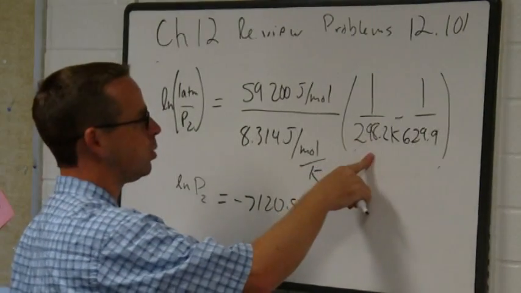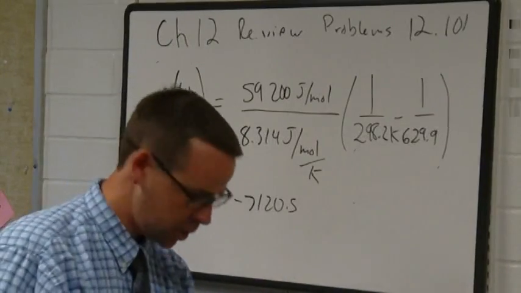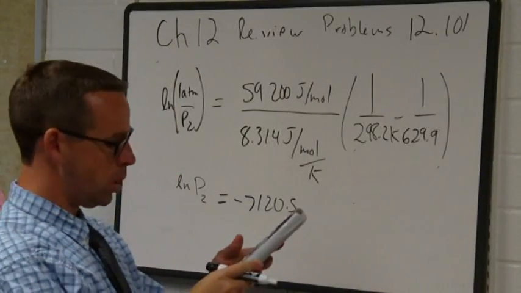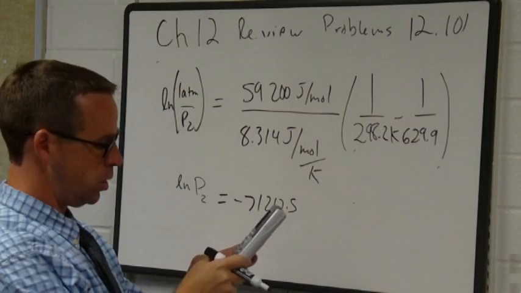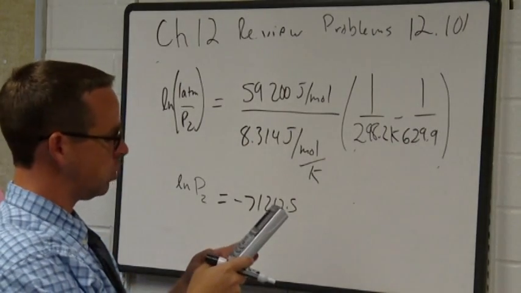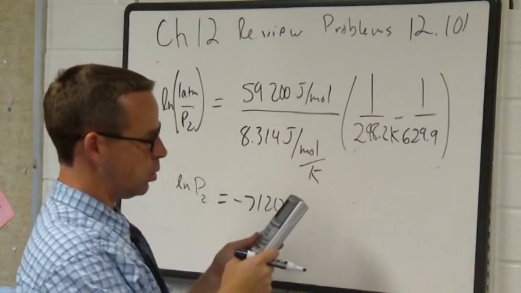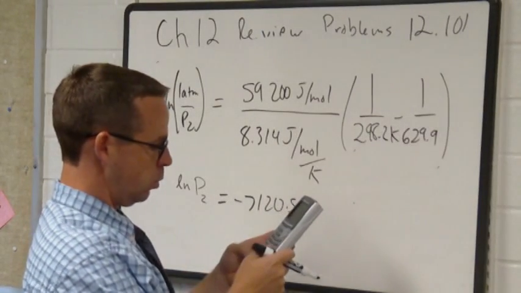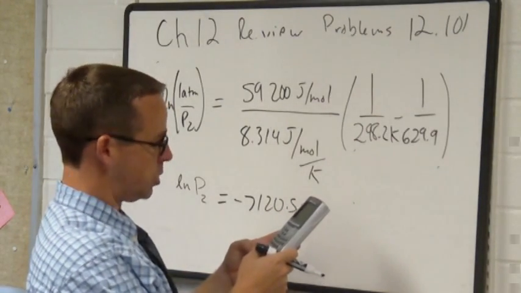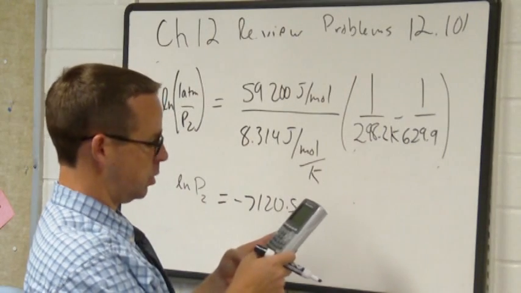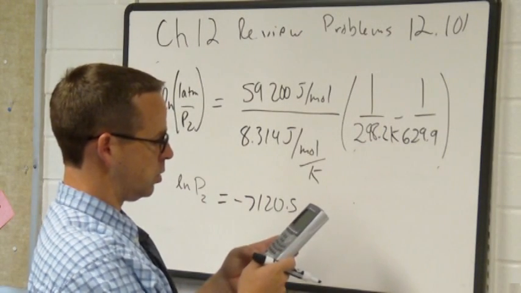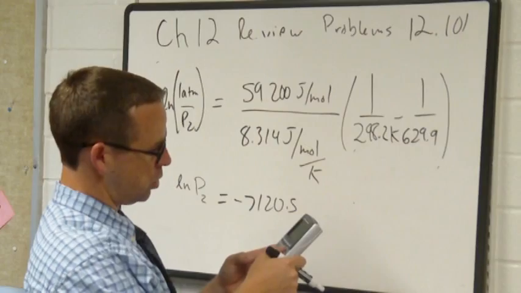$298.2. 629.9. Let me try that again, make sure I didn't make a mistake. 1 over 298.2 equals 0.003353. 1 over 629.9 equals, all right, so I got 0.00158.